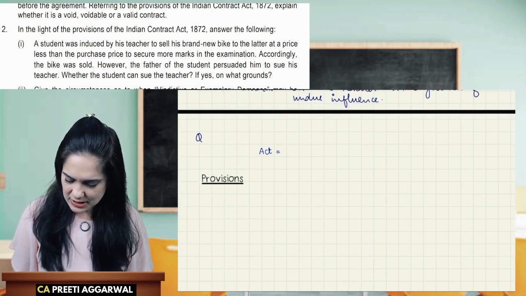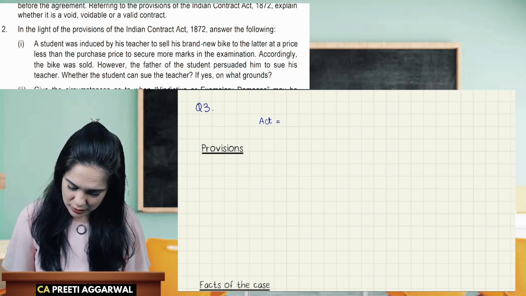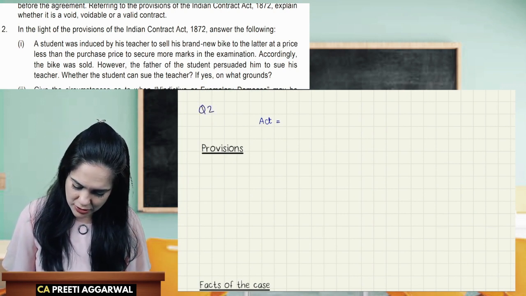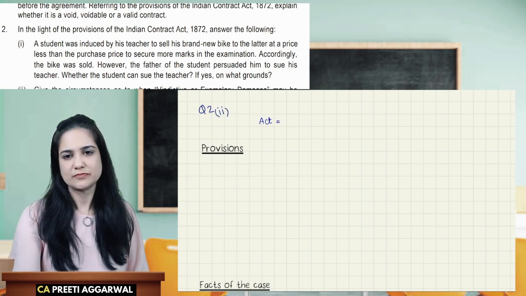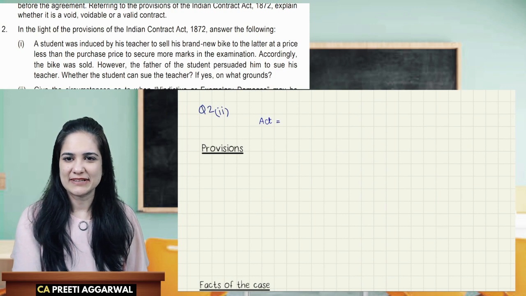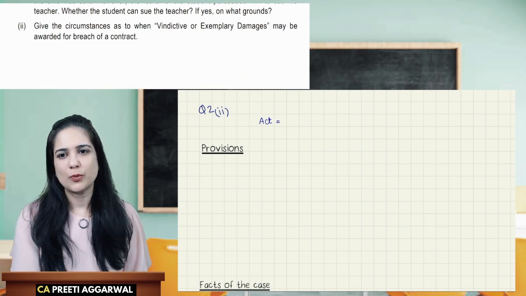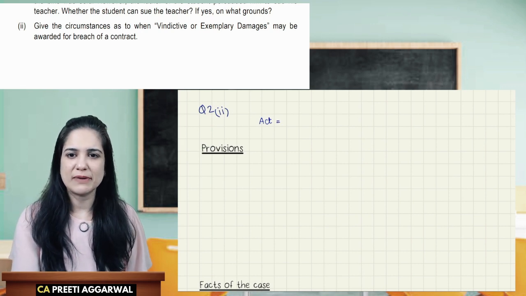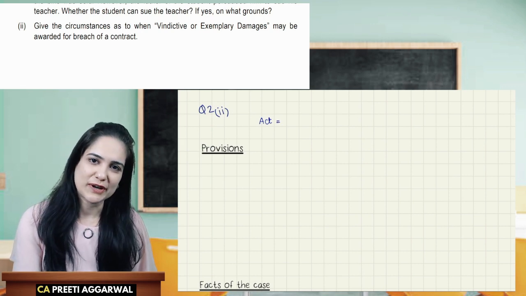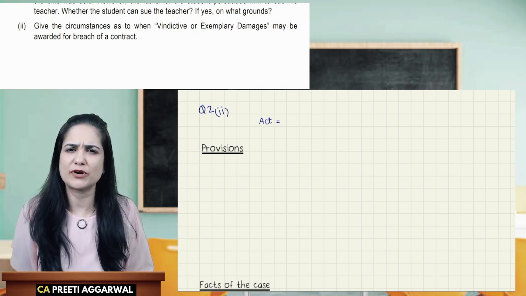Now let us discuss the solution to question 3. But before that, there is one more part, question 2, sub question 2. Let us read the sub question. Let me just scroll down. Okay, yes. Give the circumstances as to when vindictive or exemplary damages may be awarded for breach of contract. So you have to state the circumstances where the vindictive or exemplary damages may be awarded in breach of contract.